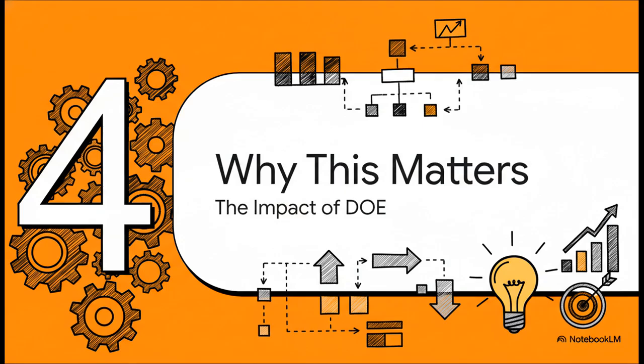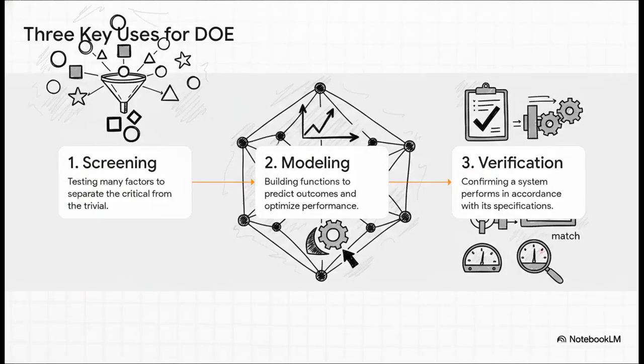So, being a detective and finding these hidden relationships is pretty cool, for sure. But what's the actual payoff? Why does any of this matter outside of a factory or a science lab? Well, it boils down to three huge advantages. First is screening. Imagine you have 20 different things you could change in your cookie recipe. Instead of 20 slow, painful experiments, DOE lets you run just a handful to quickly find the 2 or 3 things that really matter. Second, there's modeling.